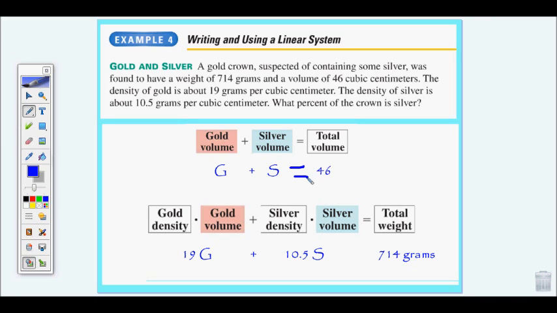My other equation is about weight, and we find weight by multiplying the density times the volume. I know that the density of the gold was 19 grams, but I don't know how much volume we have. So that's going to be 19G, and then my silver density is the 10.5, multiplied by the volume, which I still don't know from the first equation. So that's going to be 10.5S, and that's going to be equal to 714 grams.